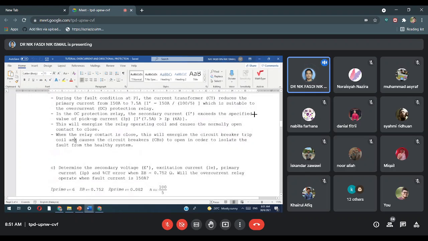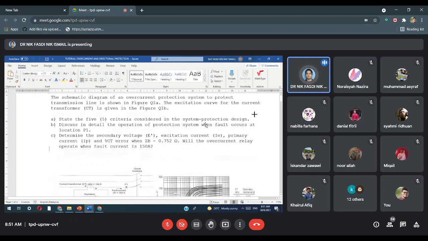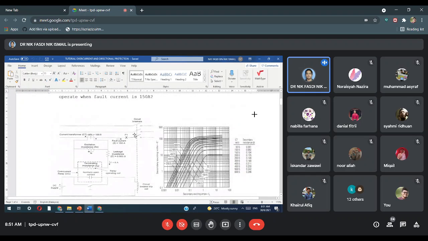Alright, when the relay contact is closed, this will energize the circuit breaker trip coil and cause the circuit breakers CBs to open in order to isolate the fault from the healthy system. So the contact turns on and energizes the coil of the breaker. The breaker is also a relay, it has a coil. So the breaker will open, isolating the faulty area from the healthy part or equipment. That is what will happen when the fault occurs at location P1.